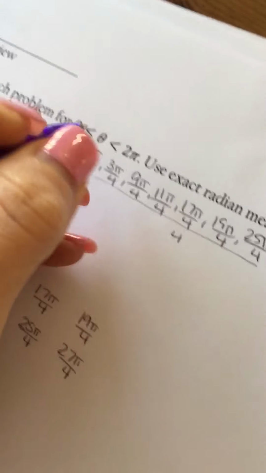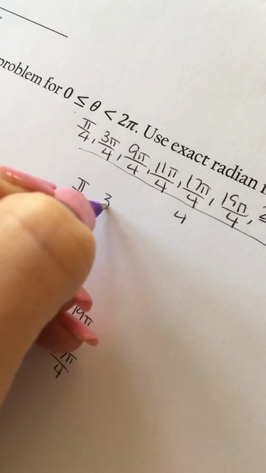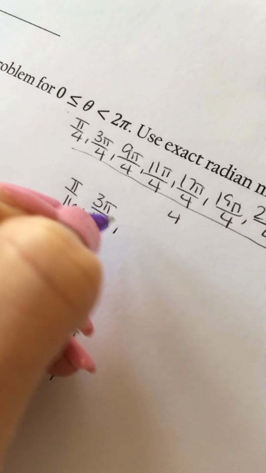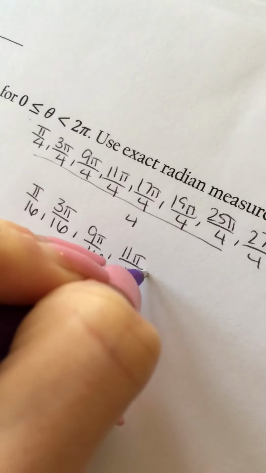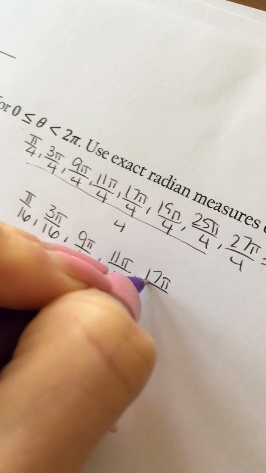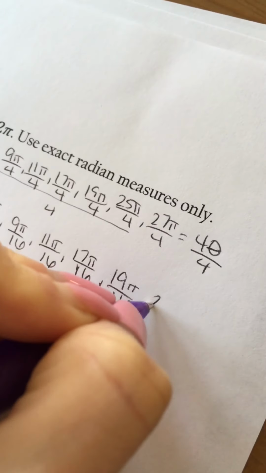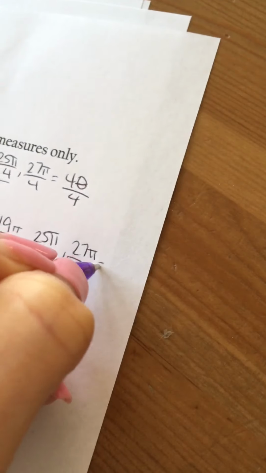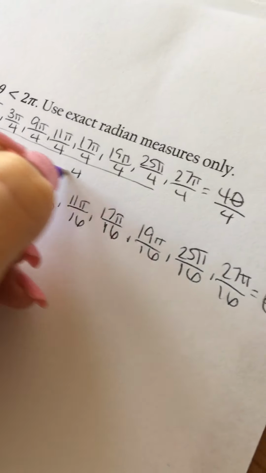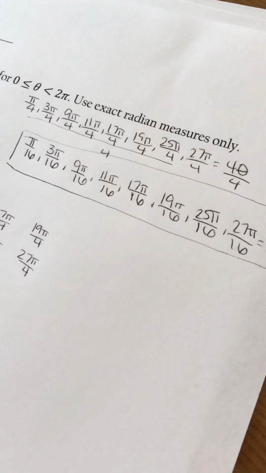Pi over 4 divided by 4 is going to be pi over 16. 3 pi over 4 divided by 4 is going to be 3 pi over 16. All my denominators are going to be 16 unless I can reduce fractions. So this is what I should get. And I don't think any of these fractions reduce, so that's kind of nice. So 19 pi over 16, 25 pi over 16, and then 27 pi over 16 is equal to theta. All 8 of those are our solutions. Looks good. Then I'll do this one.